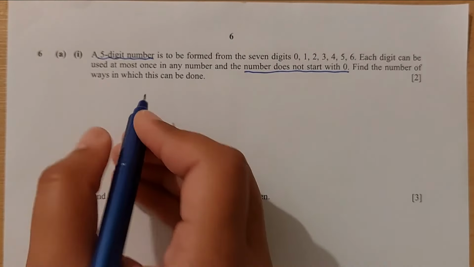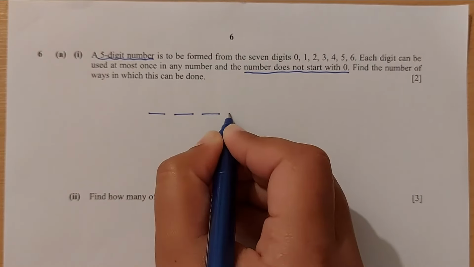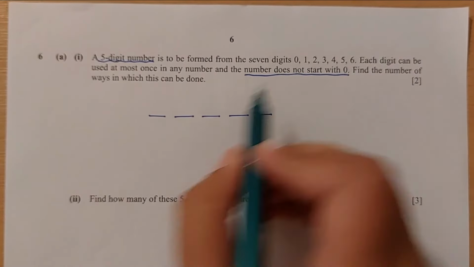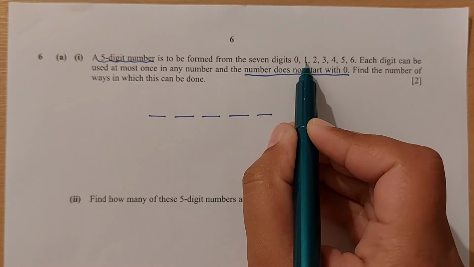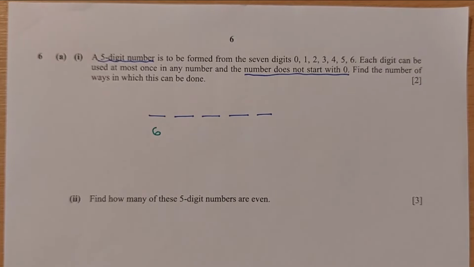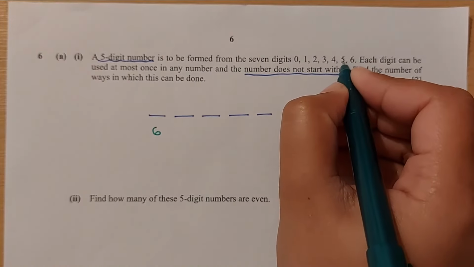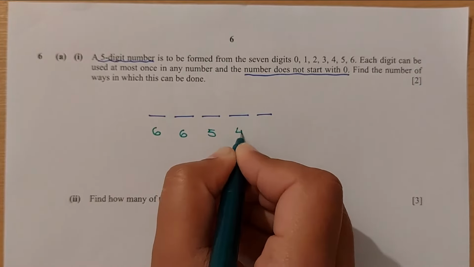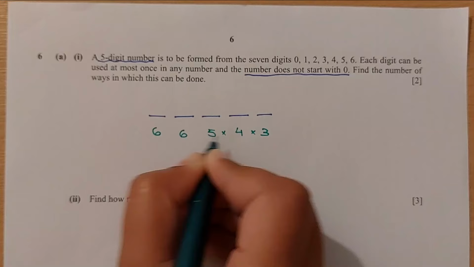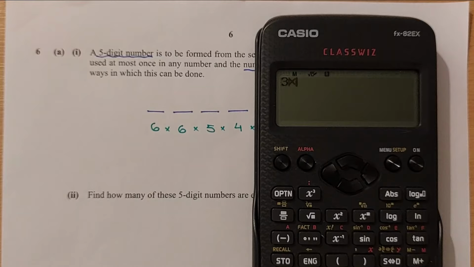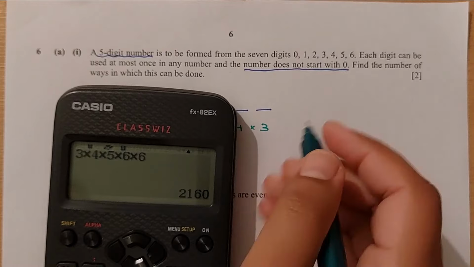A 5-digit number, right? So 1, 2, 3, 4, 5. It cannot start with 0. So for the first digit, how many options? 1, 2, 3, 4, 5, 6. So we have 6 options for the first digit. And if I use 6, then we have 6 options for the second, and then 5, and then 4, and then 3. So multiply: 3, 4, 5, 6, 6. So 2160 ways.